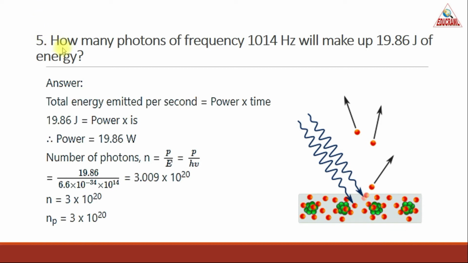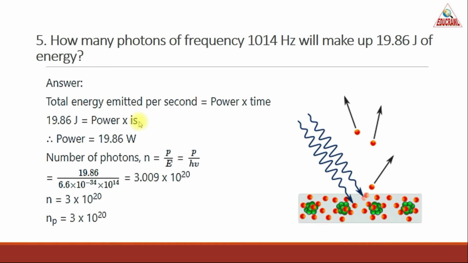Now the fifth problem. How many photons of frequency 10 power 14 Hz will make up 19.86 joule of energy? Here the energy is given, the frequency is given, we are supposed to find the number of photons. So we will start our problem with the expression for total energy. Total energy emitted is given by power into time. Here, the energy value is given in terms of joule, which is 19.86 joule. So this energy is equal to power into time.